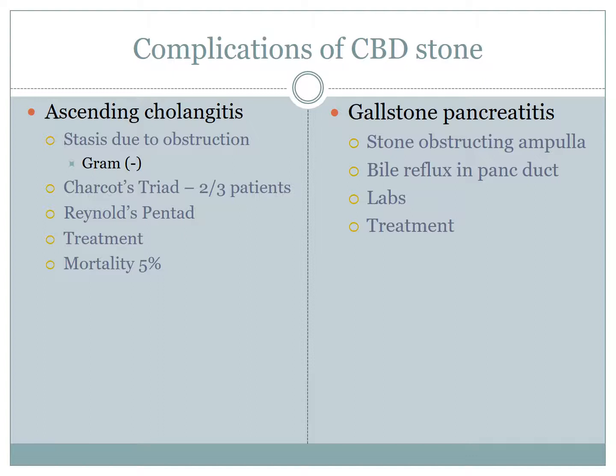Next, we have gallstone pancreatitis. If you remember the anatomy, the common bile duct drains and meets the pancreatic duct at the ampulla of Vater in the second portion of the duodenum. Sometimes a gallstone can get lodged there. The pancreatic juices cannot be secreted into the duodenum, so they get backed up into the pancreatic duct, and the pancreas undergoes auto-digestion. These enzymes get activated in the pancreas, and it causes pancreatitis.